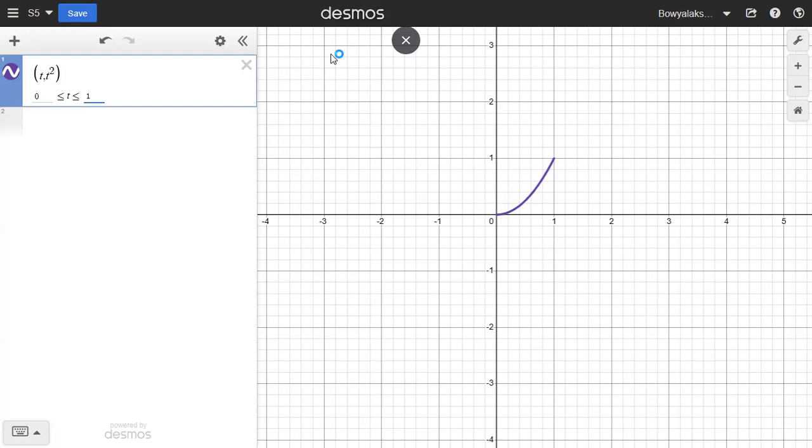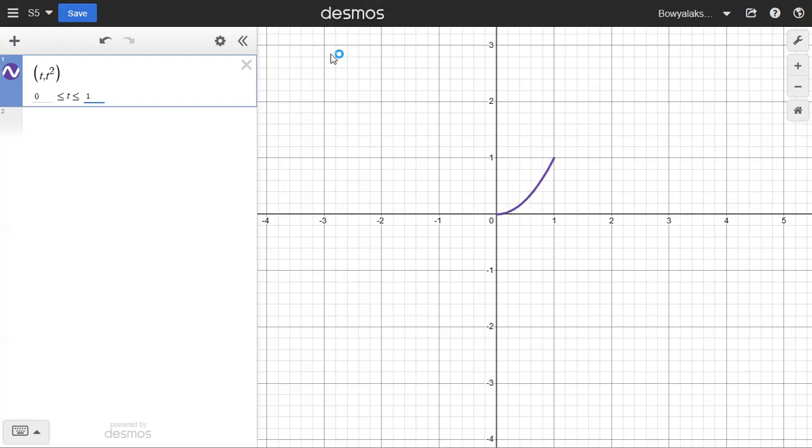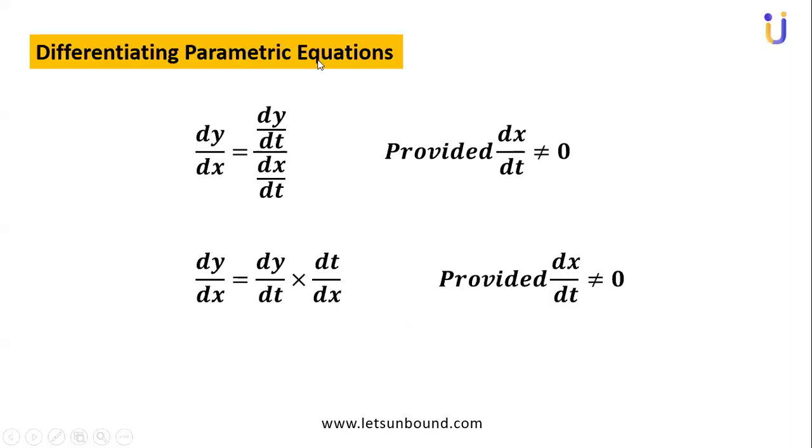Let's move on. I hope this visualization might help you. And here we go. Now, differentiating parametric equations. Actually, we need dy by dx, but y and x are separately defined in terms of the variable t.